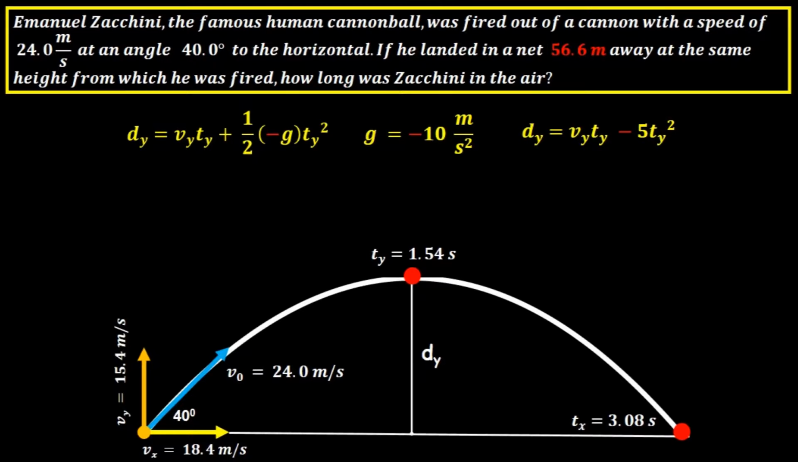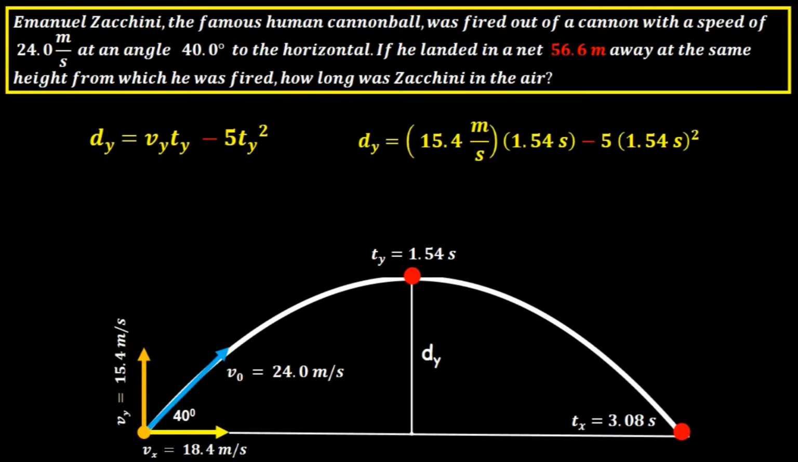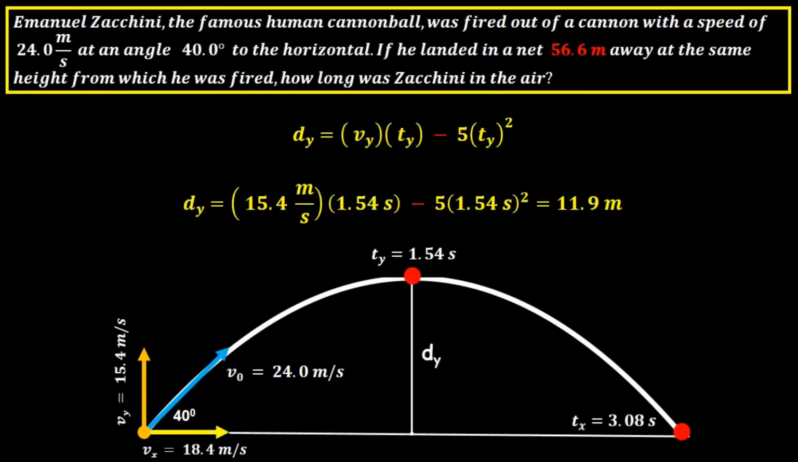Simplifying slightly, we know that 1/2 of g is going to be 5, so it'll be Vy Ty equal minus 5 Ty squared. So that's the final equation for launching in a vertical direction, kind of a short form there. And I will plug in the appropriate values. I get 15.4 meters per second times 1.54 minus 5 times 1.54 squared. And then that's going to be 11.9. Make sure you can get that yourself.